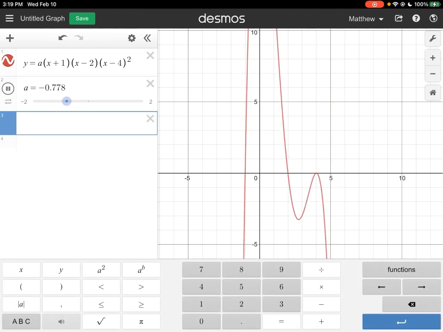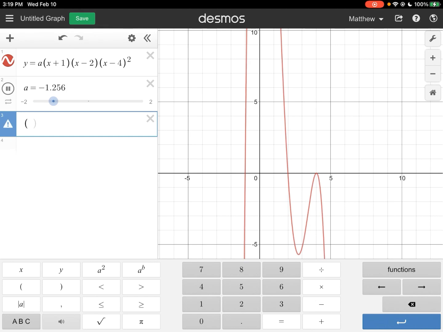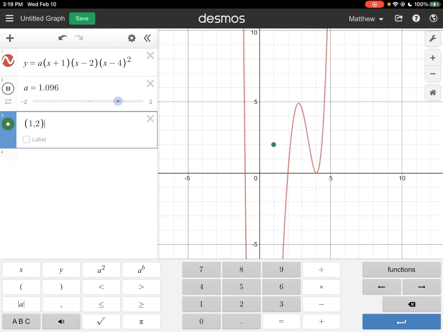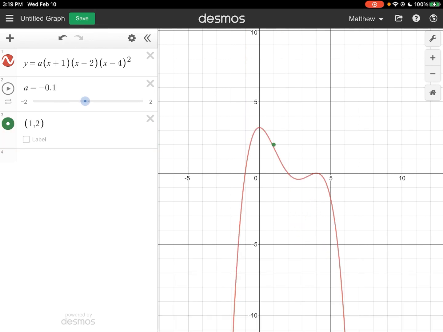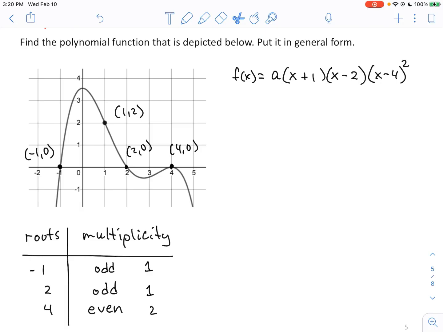Now we have another point that we want our graph to go through, and that point is (1, 2). So now we just have to figure out what a is so that our polynomial goes through that point. Somewhere around here. Maybe this isn't the exact answer we're looking for, but you get the idea. So with the technology, it looks like it's around negative 0.1 is what I need a to be. And the way to figure out a is to actually just plug in this point and solve for a.